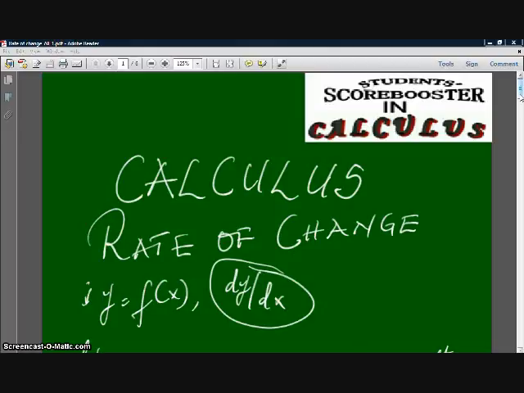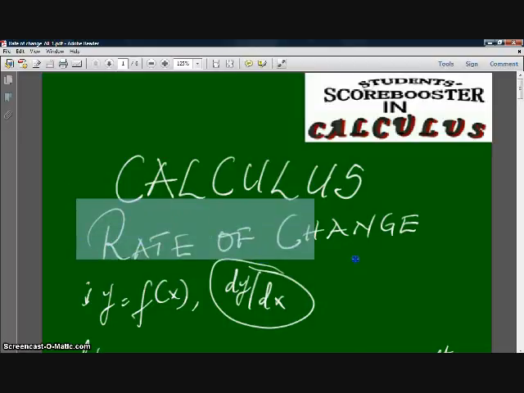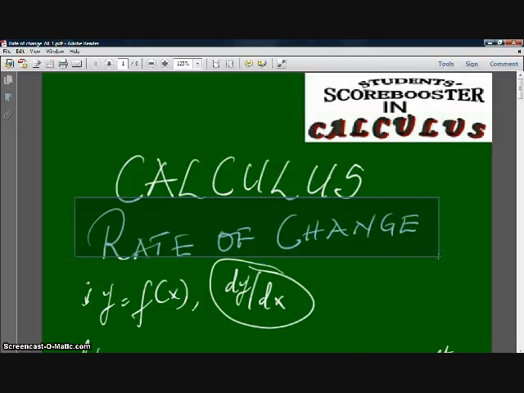Today I'm still going to continue with calculus. Today's topic is rates of change. A rate of change is one of the applications of calculus.